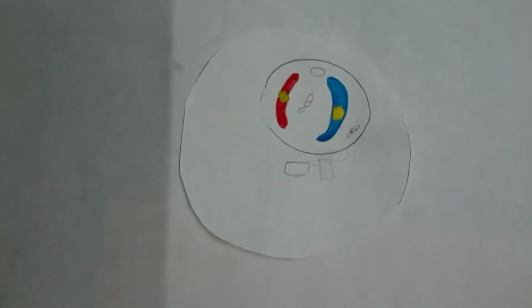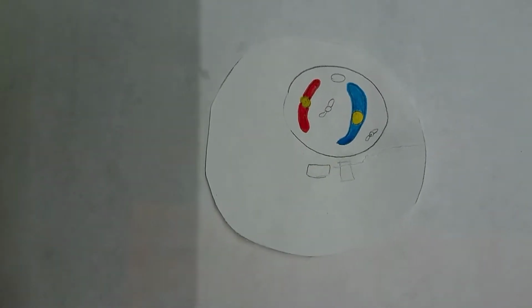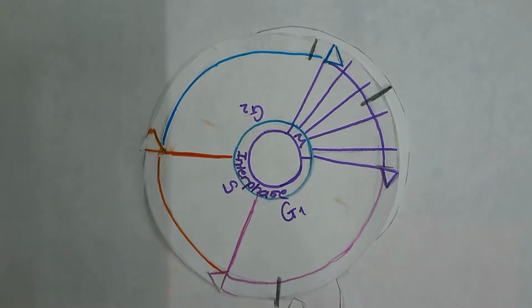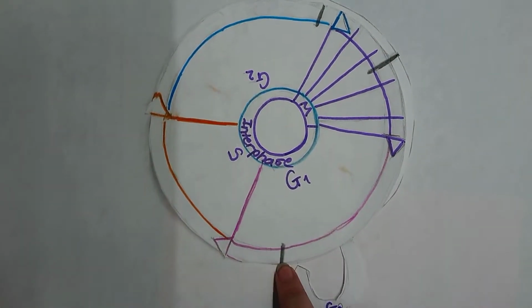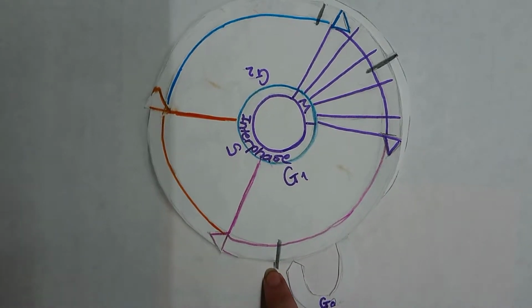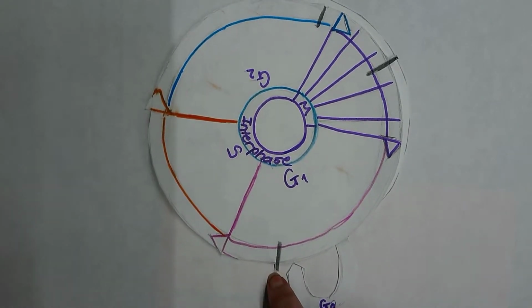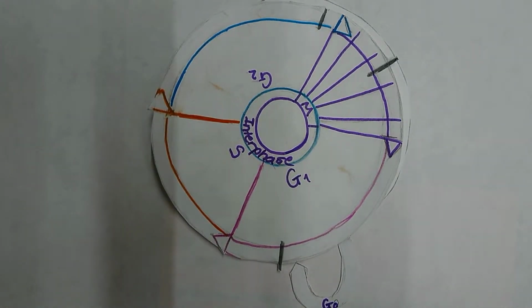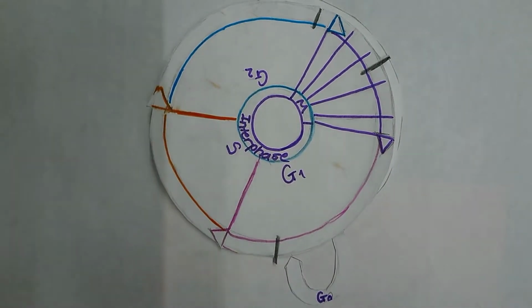So the cell will increase its size, producing RNA and synthesizing protein. It will grow larger and larger. And after that, it will go to the G1 checkpoint, the safeguard that ensures the protein synthesis occurred properly and the cell's DNA is intact and ready for the future stage.